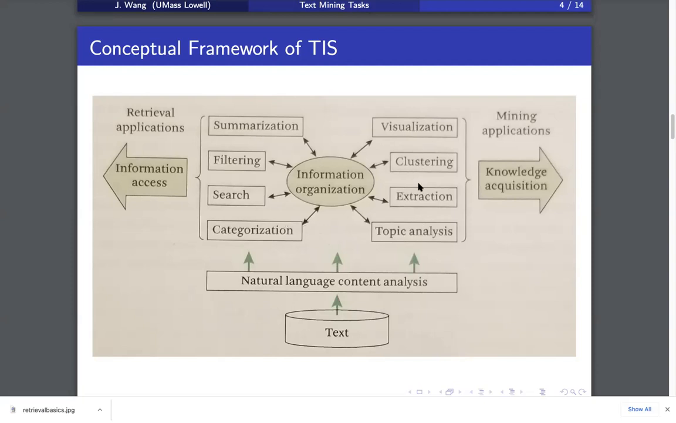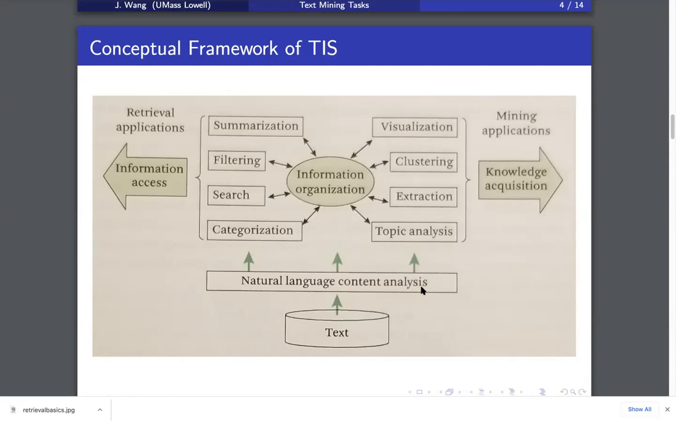So these are some of the popular tasks for a text mining system to do. So first you have a data set of your text documents. Okay, so you use natural language content analysis to process this data. So what that means would be you extract words, you compute the semantics of words, and you look at the parts of speech of each word in a sentence, right? So those are natural language content analysis.